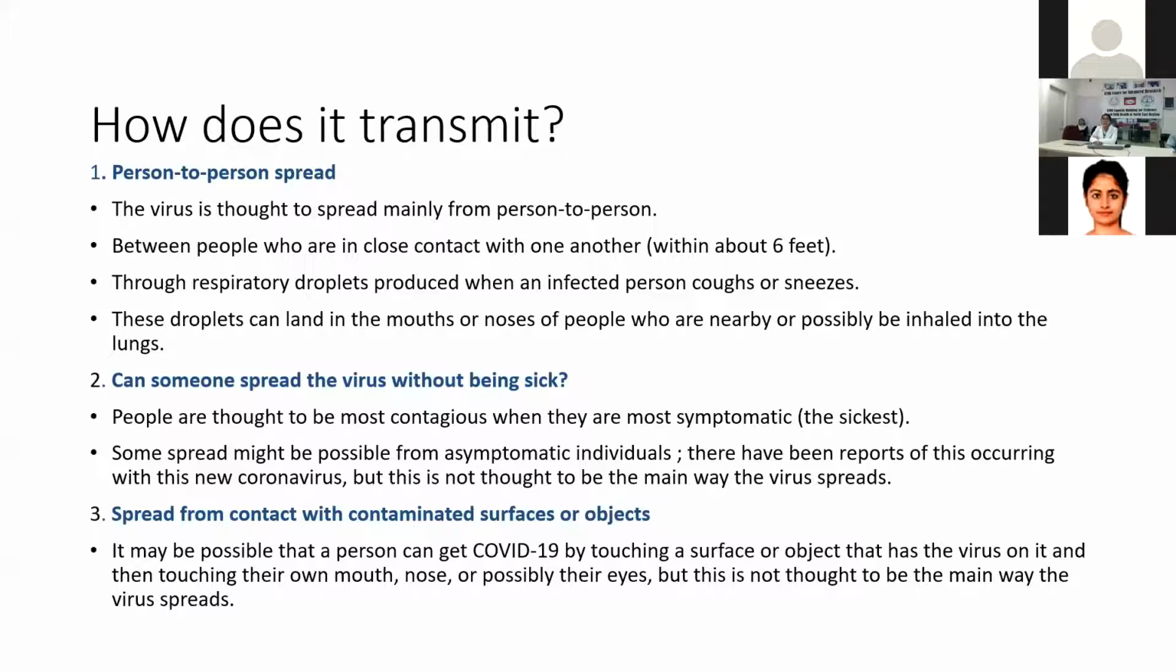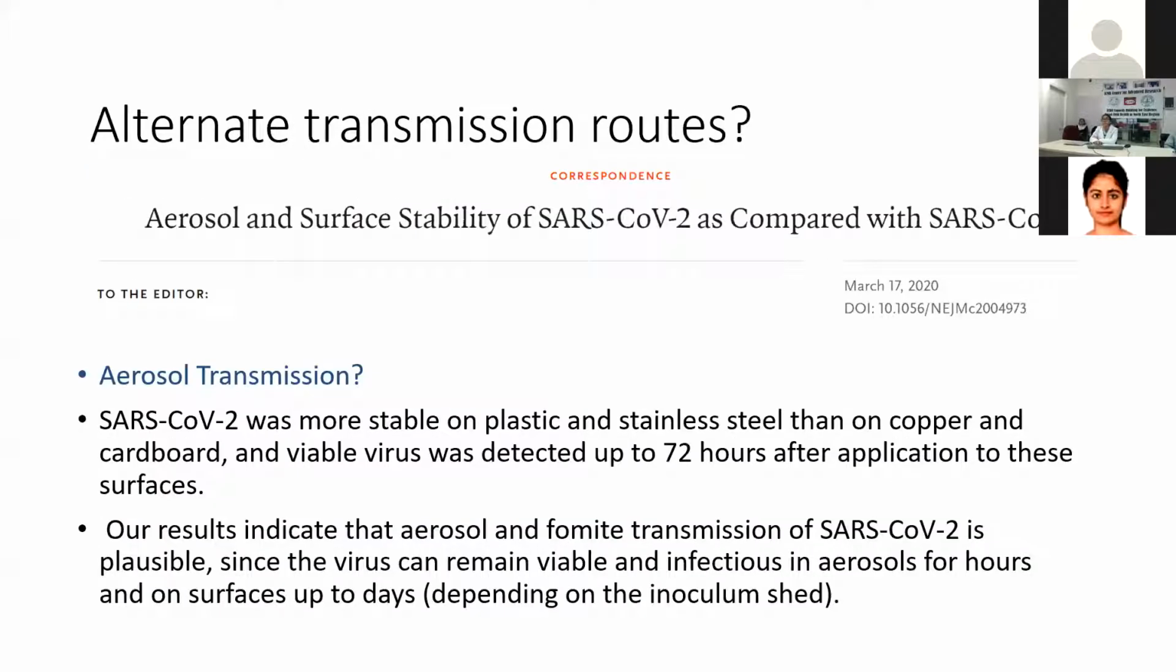Spread from contact with contaminated surfaces. It may be possible that a person can get COVID-19 by touching a surface or an object, and then subsequently touching their own mouth, nose, or possibly their eyes. Now, there has been a lot of debate on the alternate routes of transmission.